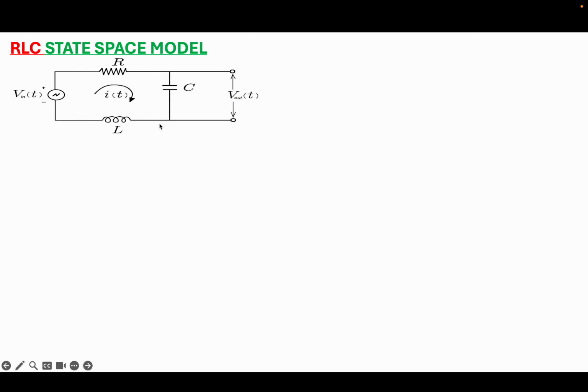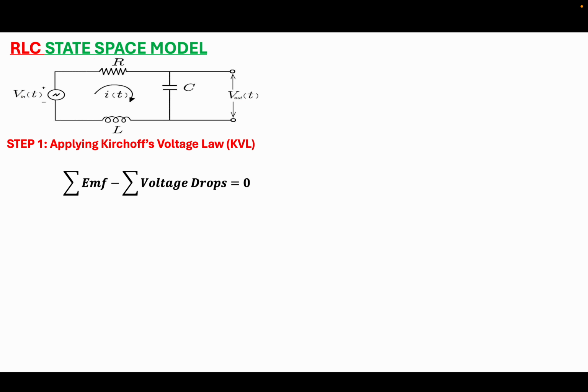So we are going to develop a state-space model for this RLC series circuit, and the first step is applying Kirchhoff's voltage law, which states that the summation of the EMFs minus the summation of the voltage drops across the circuit is just equal to 0. So my EMF is just the applied input voltage, and my voltage drops are the voltage drop across the resistor, the voltage drop across the inductor, and that across the capacitor.